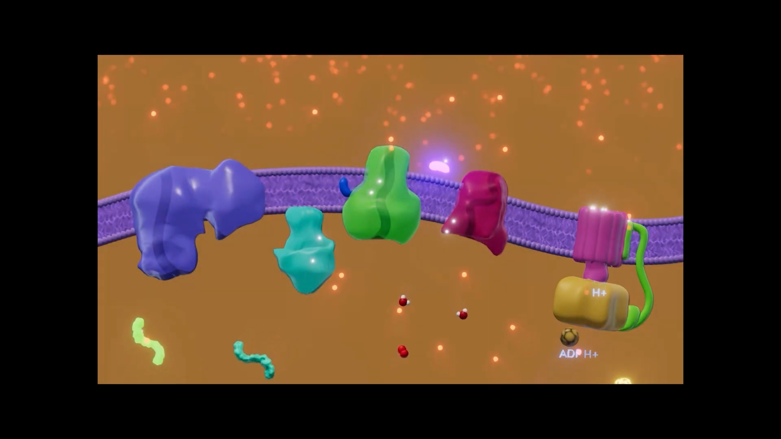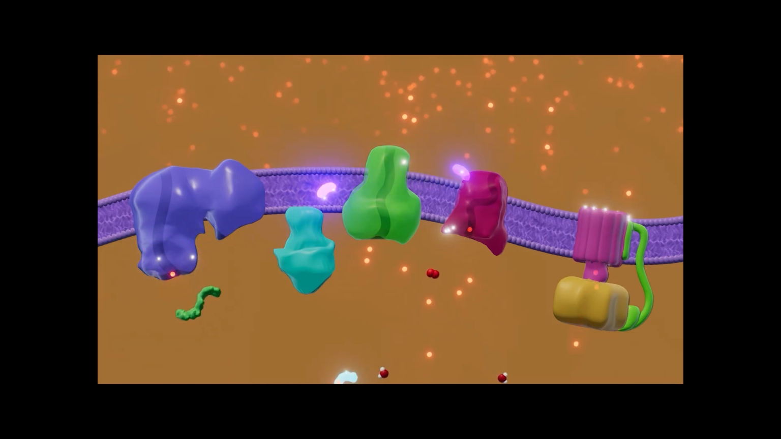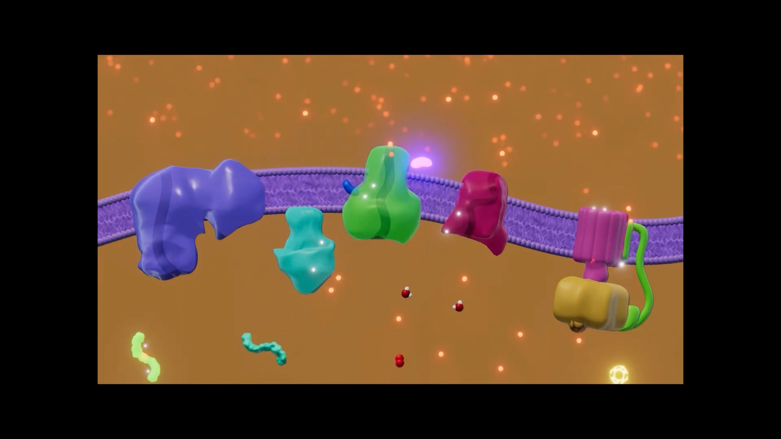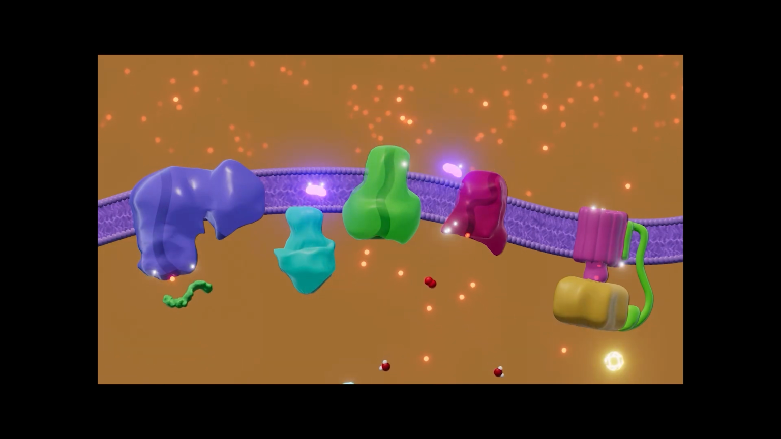While we've shown this process in steps, it actually happens all at once, all the time. And what's more, the orientation of the ETC looks very different in real life compared to this animation.